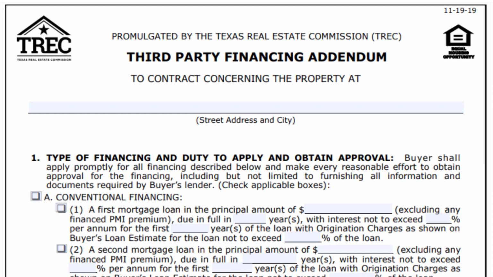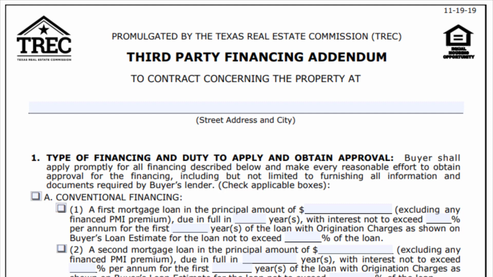But for now, at the very top, you have the name of the form, you have the address for the property. This form can be used with any of the TREC promulgated contracts. It's the same addendum for all of them. Doesn't matter if it's farm and ranch, 1 to 4 family, new home sales, condos, doesn't matter. The first section we're going to read through, and I'm not going to read every single part because it's somewhat redundant, but we'll go through each part and then go back through and cover all the details.